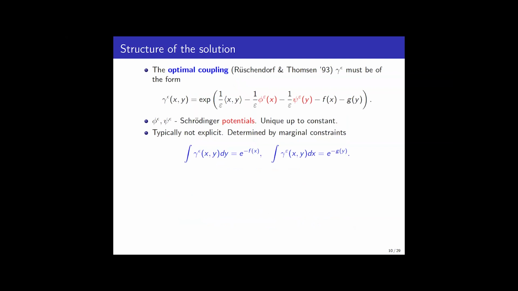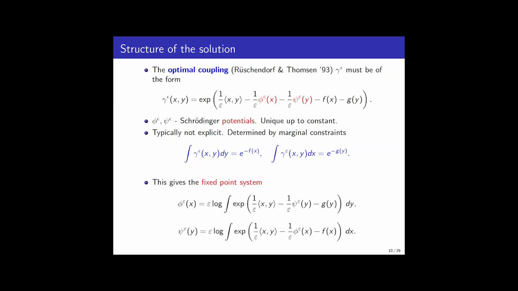The optimal coupling coming out of the Sinkhorn algorithm has a particularly nice functional form. Since this still has to be a coupling, it has to preserve the x and y marginals, with e power minus f and e power minus g, so these integral constraints need to be satisfied. If you rewrite these integral constraints, you get a system of fixed point equations involving the potentials phi epsilon and psi epsilon. Obviously, you cannot solve for them in closed form, because phi epsilon depends on psi epsilon and psi epsilon depends on phi epsilon. But still, having this fixed point equation immediately motivates a nice algorithm that one could generate just by alternating, starting from some psi 0, going to phi 1, and using phi 1 to go to psi 1, and so on.